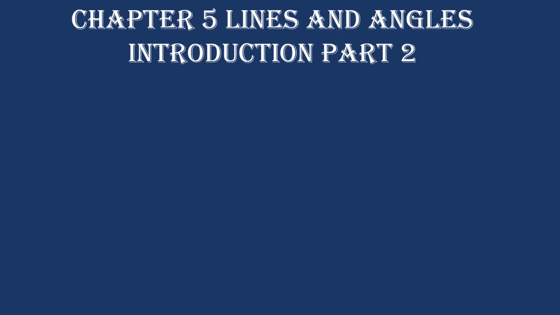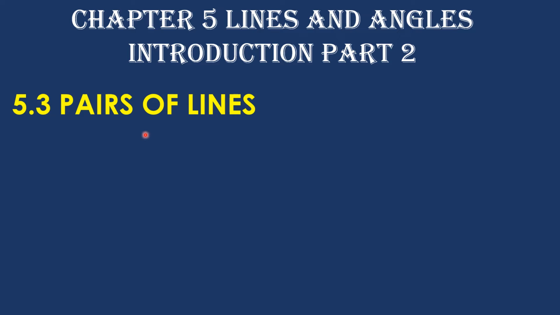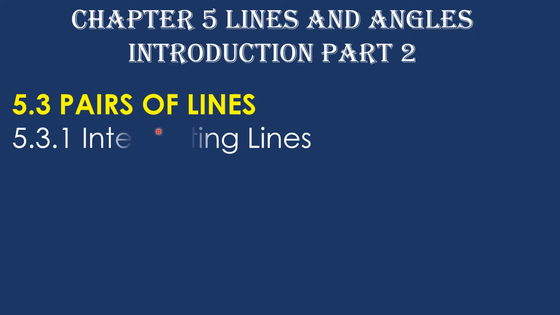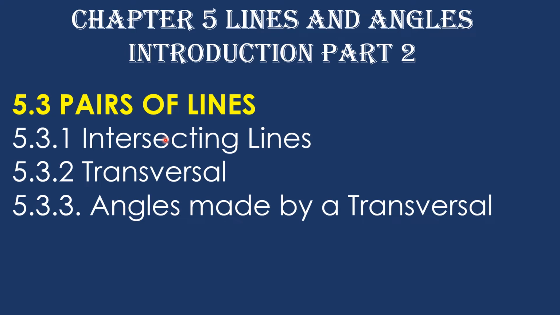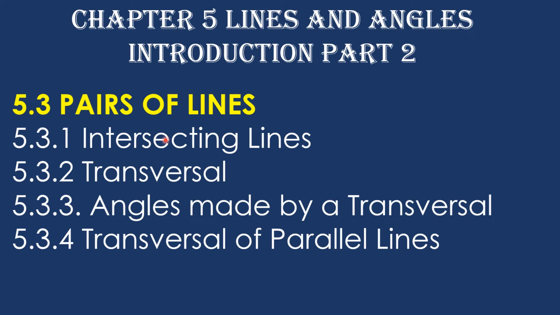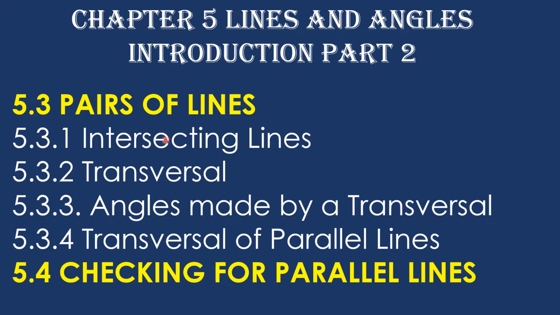Let us start the continuation of the introduction. So that is chapter 5, lines and angles, introduction part 2. Under this we are covering pairs of angles. Under the pair of angles: intersecting lines, transversal, angles made by a transversal, transversal of parallel lines, and also checking for parallel lines. So these are the headings we are covering under introduction part 2.